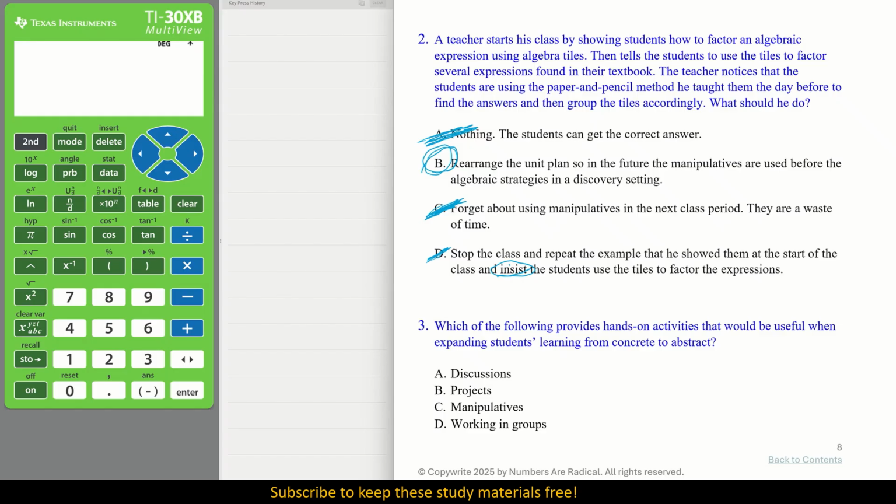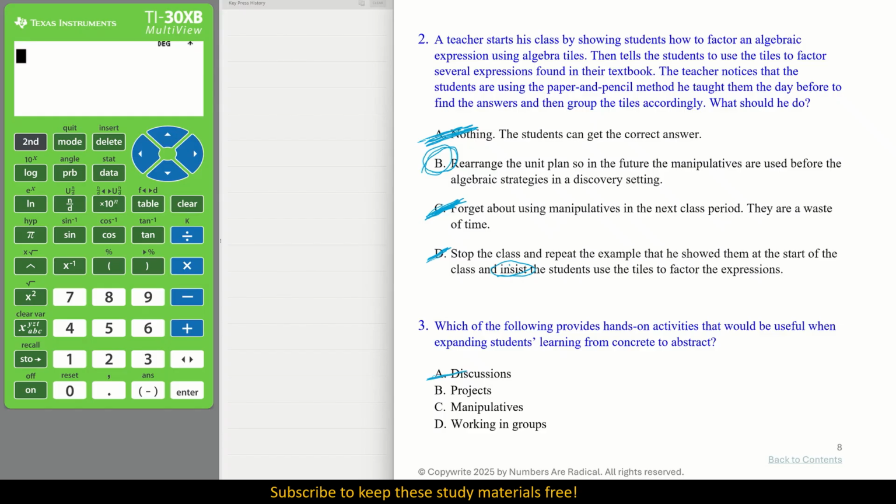Which of the following provides hands on activities that would be useful when expanding students' learning from concrete to abstract? Okay, this is all what we've done in our education classes. Well, this would apply to anything, not necessarily mathematics. Discussions? No. Especially if you're thinking about math, that isn't concrete. It has nothing to do with it. That's more of concluding other things. Yes, discussions are good, but not for this.